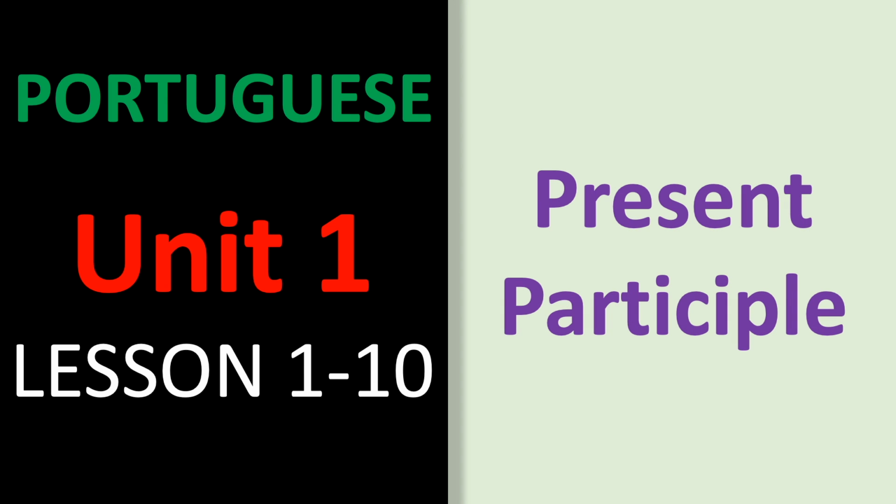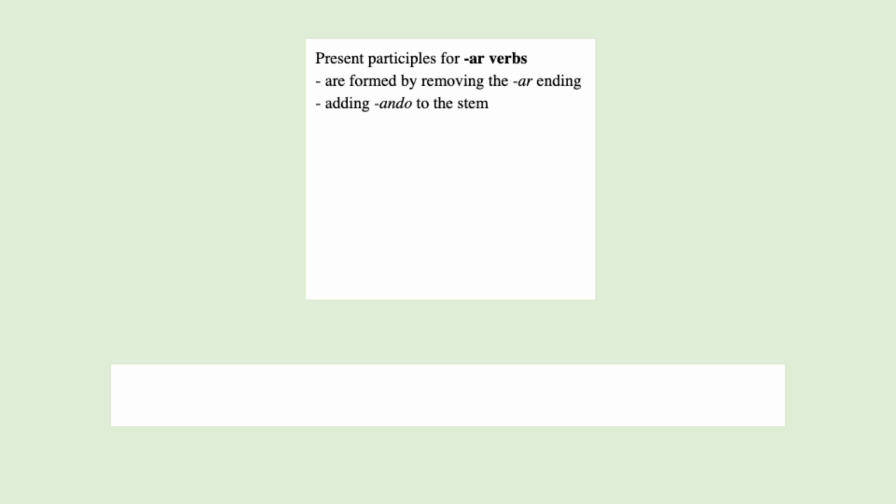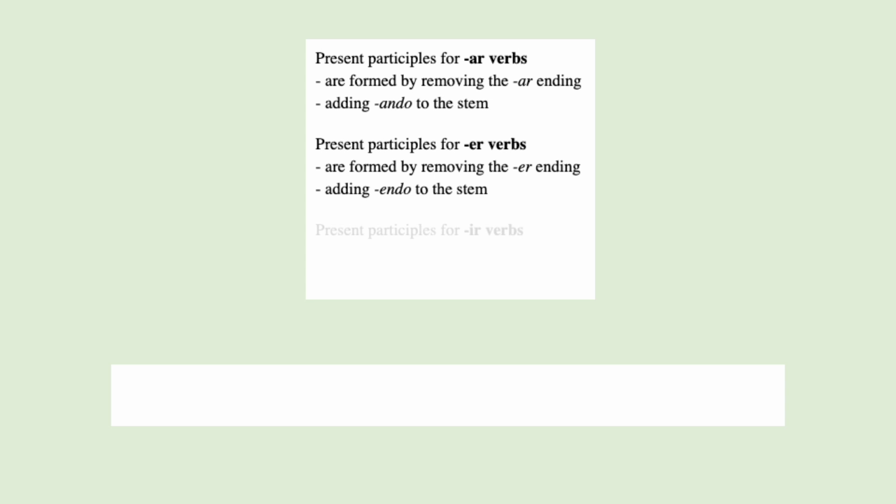This lesson will very quickly cover Portuguese present participles. Present participles for AR verbs are formed by removing the AR ending and adding ando to the stem. For ER verbs, we remove the ER ending and add endo to the stem. For IR verbs, we remove the IR ending and add indo to the stem.